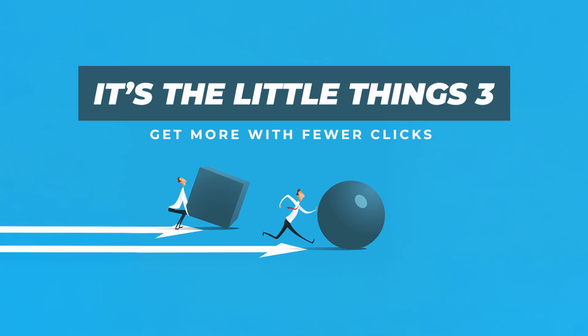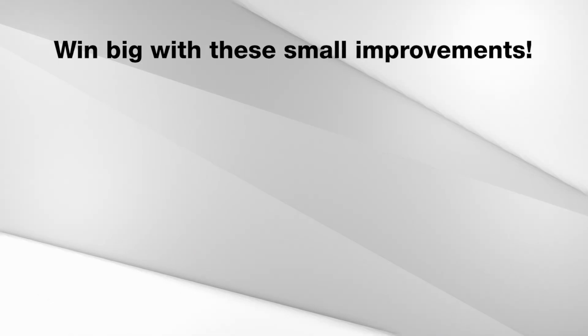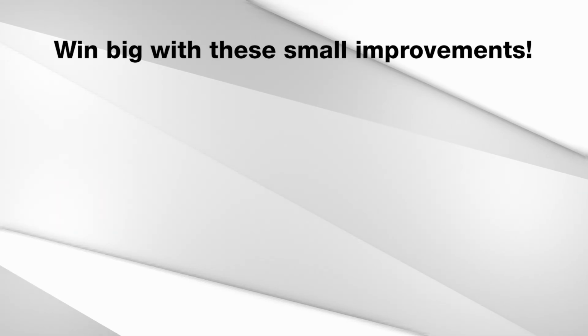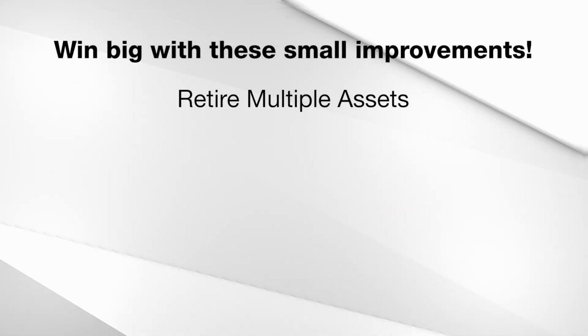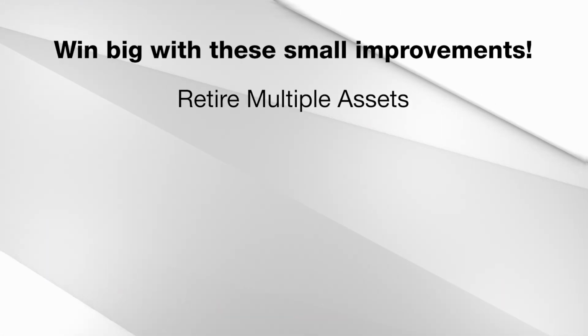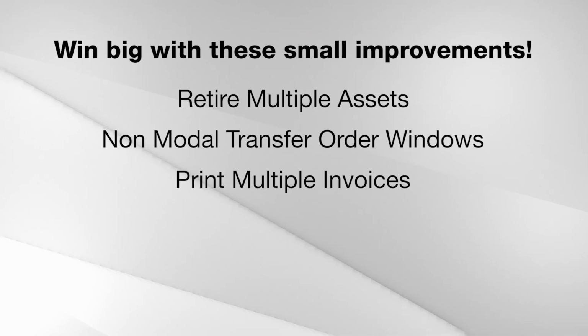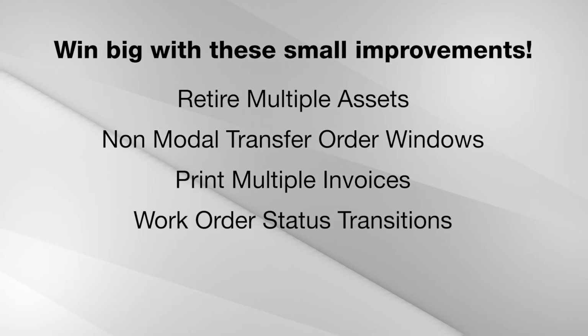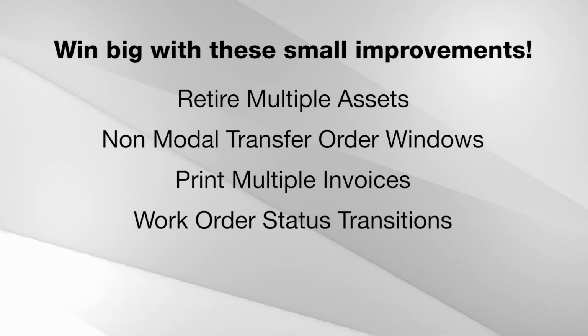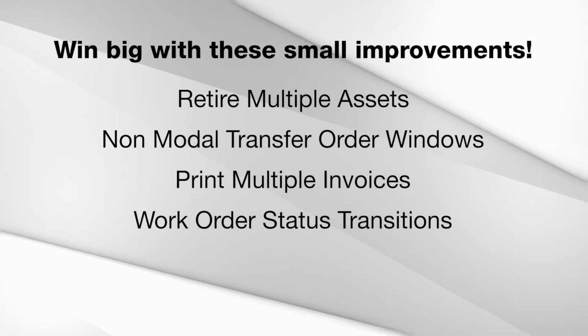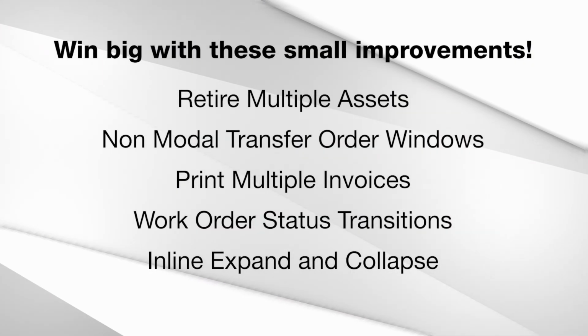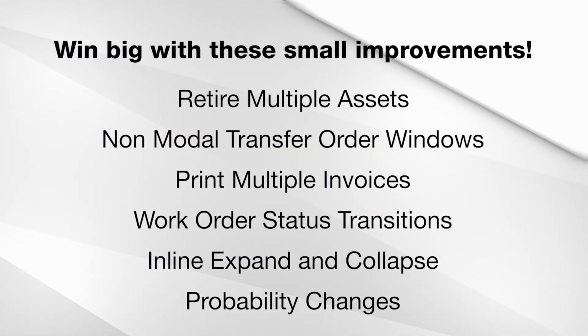Let's take a look behind the curtain at the agenda for today. Win big with these small improvements. First thing we'll look at today is the ability to retire multiple assets, followed by a demonstration of non-modal transfer order windows, the ability to print multiple invoices, work order status transitions for you R2 service folks, inline expand and collapse, and finishing off with probability changes beyond quotes.